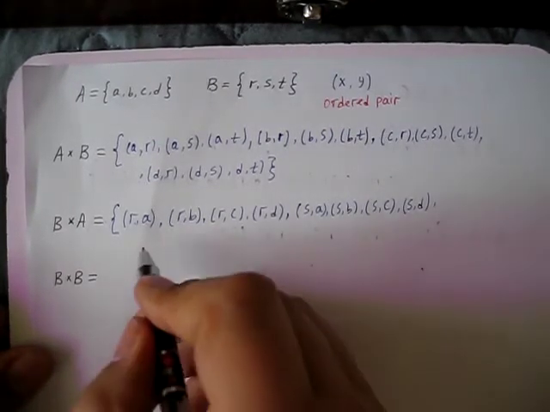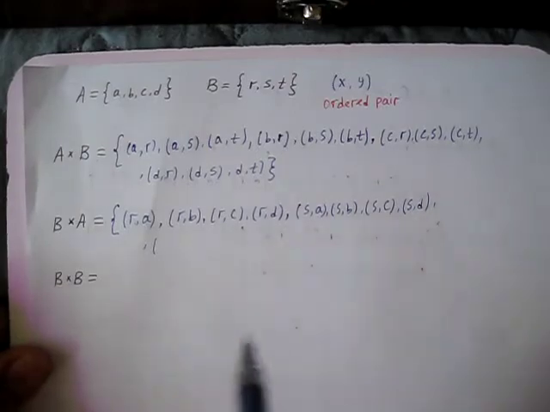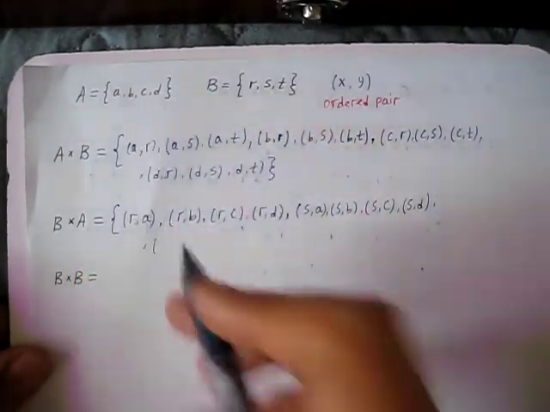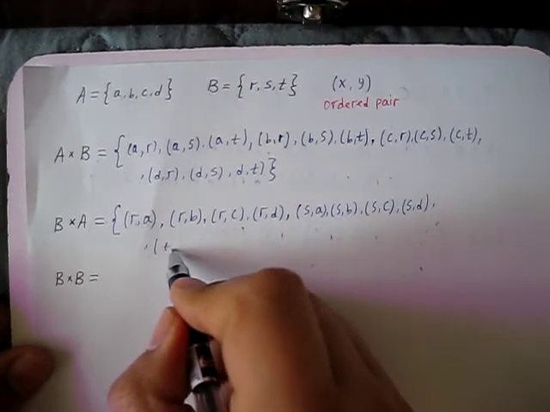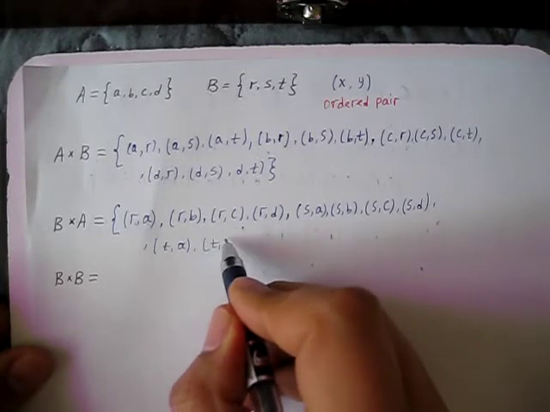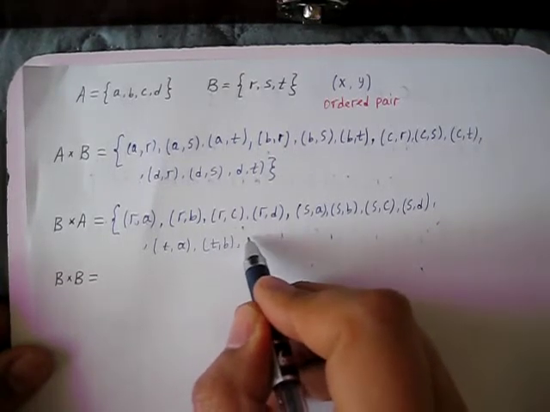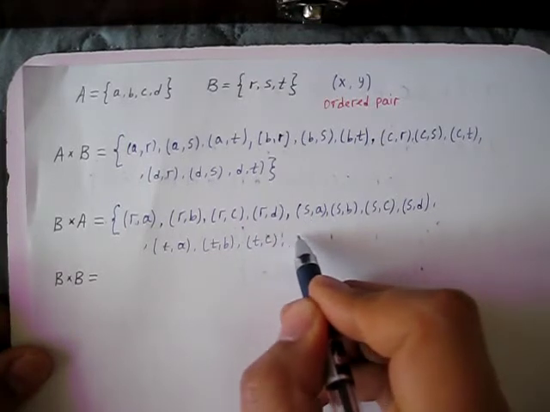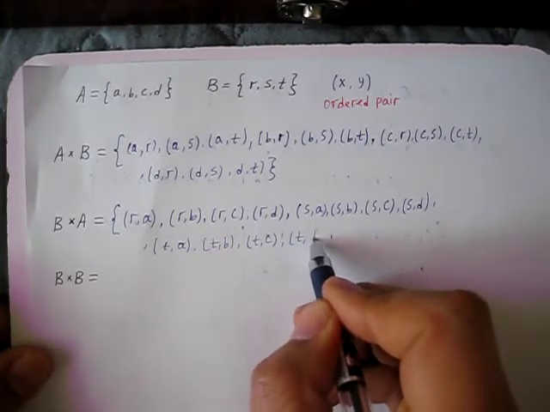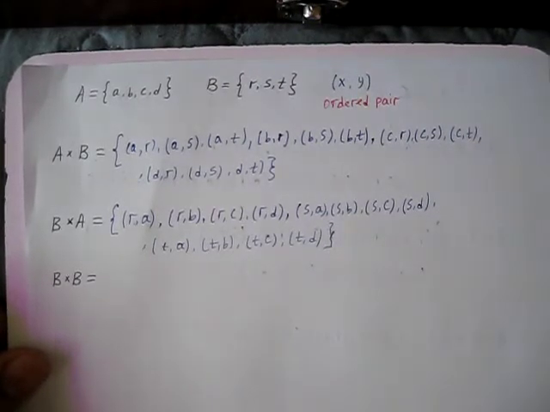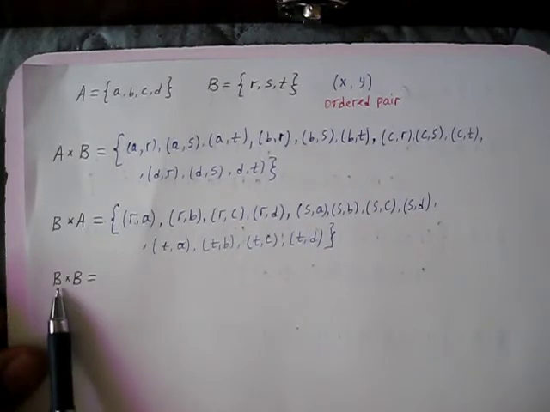Okay, and the last one I will continue here. So T and A, T and B, T and C, and T and D. Okay, this is our B cross A.